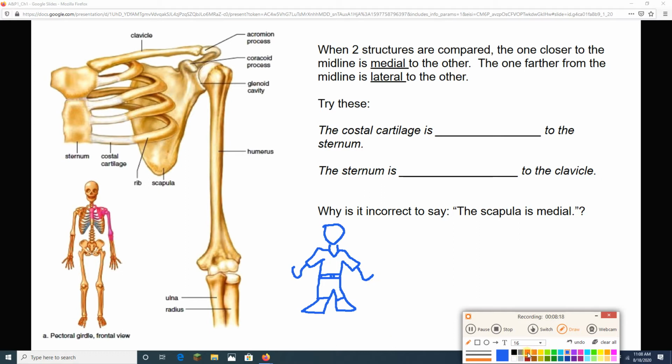I want you to imagine a line running right more or less down there. It's not perfectly straight. That line is called the midline. Now, when you compare two structures, the one closer to the midline is medial to the other one. The one farther from the midline is lateral to the other one.